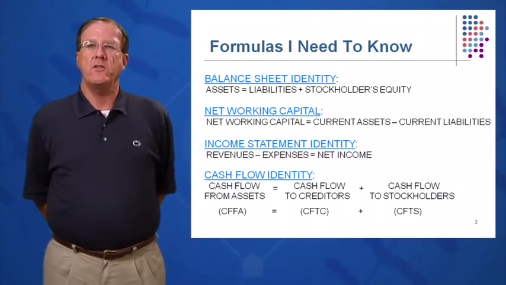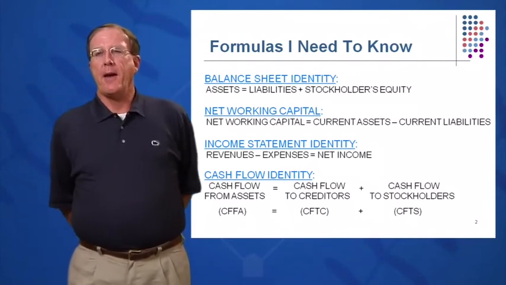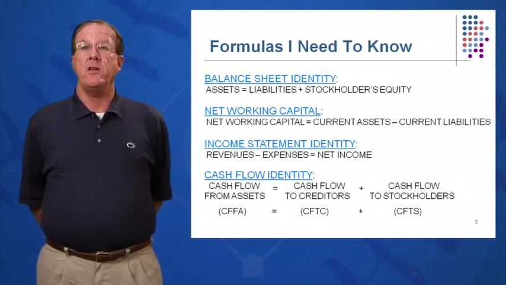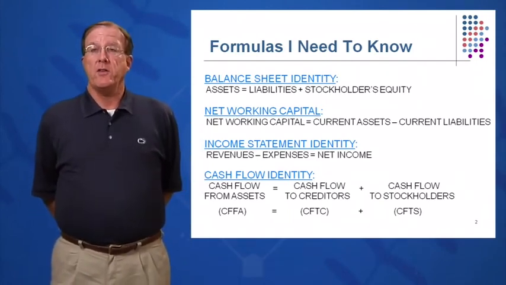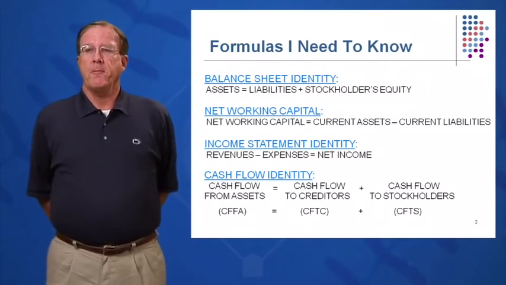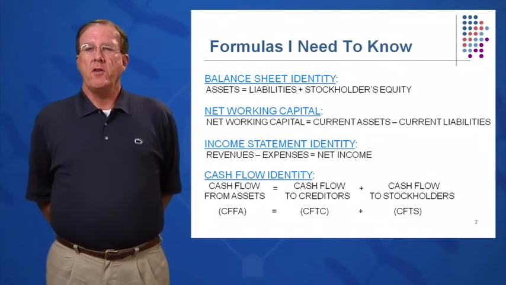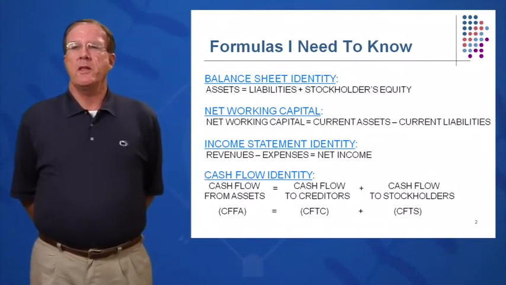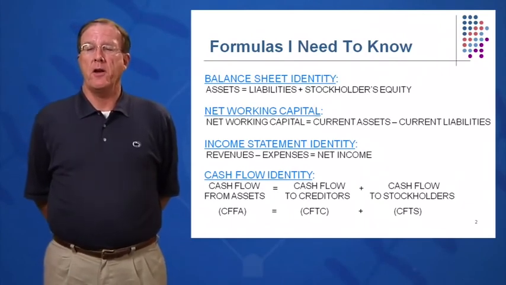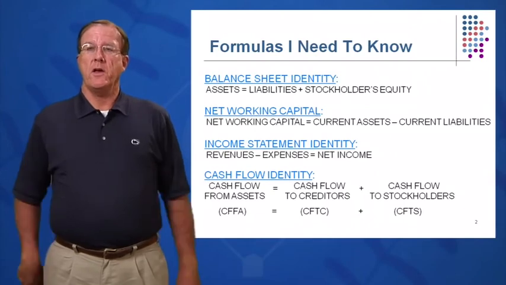Another key equation is net working capital. And we went over this in session 1 a little bit. Net working capital is current assets minus current liabilities. Current assets on the left side of the balance sheet and current liabilities on the right side of the balance sheet. Both of these are due within 1 year. The income statement identity or income statement equation: revenues minus expenses equals net income, or sales minus cost equals net income. And we'll go into some other names that are kind of loosely tossed around for each of those variables.